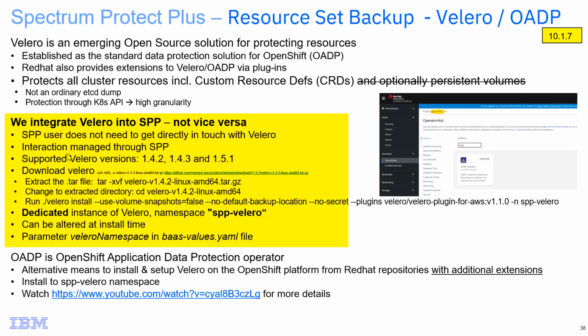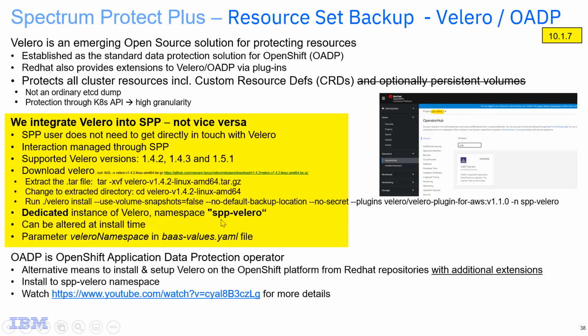We do support versions 1.4.2, 1.4.3, and 1.5.1. And in order to utilize Velero, you are going to have to download it. I have a link right there. Then you'll extract that tar file. You'll then go ahead and change directory into the extracted directory and run the ./velero install. And when you do this, you do want to specify the namespace as spp-velero. You can call it something else, but for consistency, we recommend calling it spp-velero.